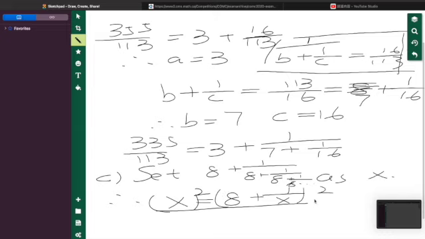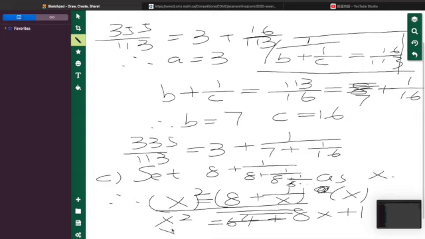And then you multiply both sides by x. My first attempt was to do it by squaring, but I found it still too difficult to resolve, so I changed it. And then I multiply both sides by x, and we get x squared is equal to 8x plus 1.